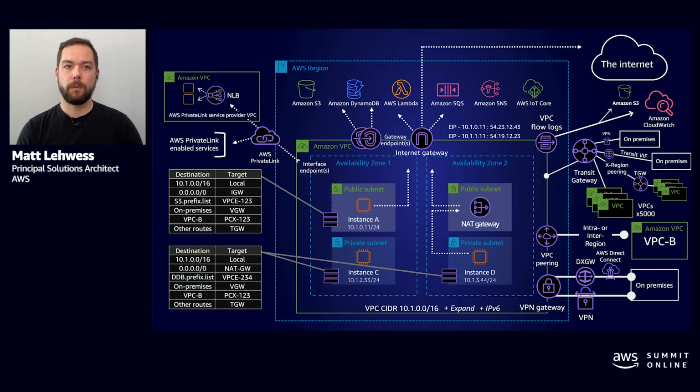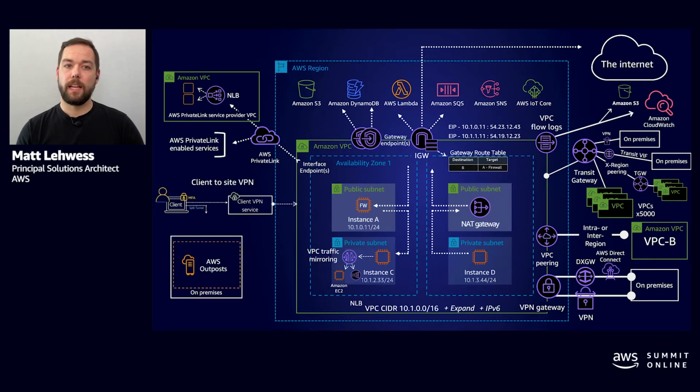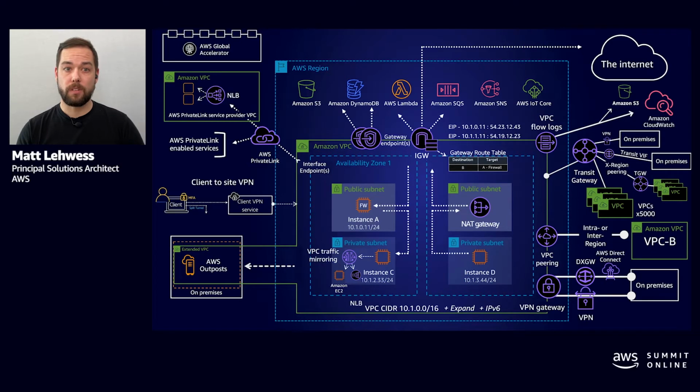And so then we have PrivateLink. We've got a couple of slides on PrivateLink, which we're going to chat about. Traffic mirroring, so you can take packets from your instances and send them to a monitoring instance. Edge gateway route tables, we'll chat about briefly. Client-to-site VPN, and here Outposts, which we have a couple of slides on as well. So Outposts is extending that VPC down to your on-premises.